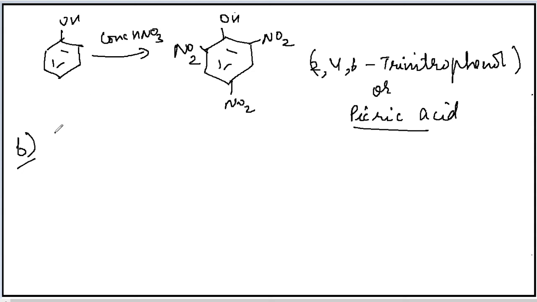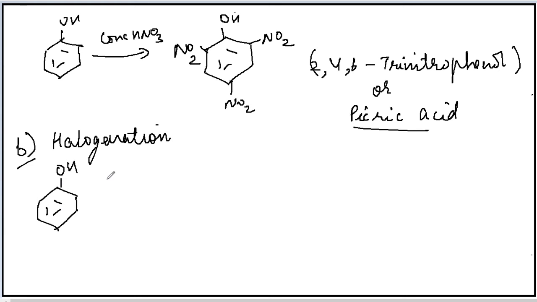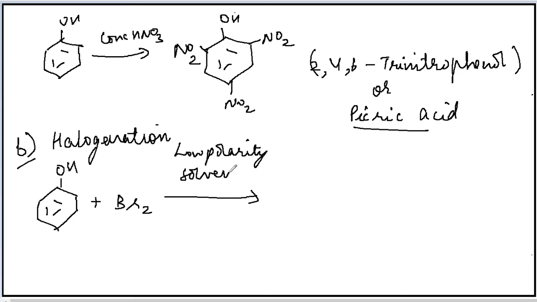of phenol. The next electrophilic substitution reaction that is given by phenol is halogenation. Halogenation means addition of halogen. Now look at the reaction. This is phenol. Phenol will undergo halogenation reaction. Let the halogen be bromine. This reaction takes place in presence of a low polarity solvent. The solvent will be less polar. A low polarity solvent like carbon disulfide or chloroform can also be used.